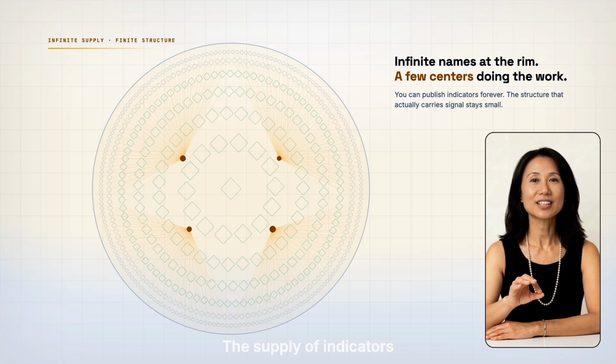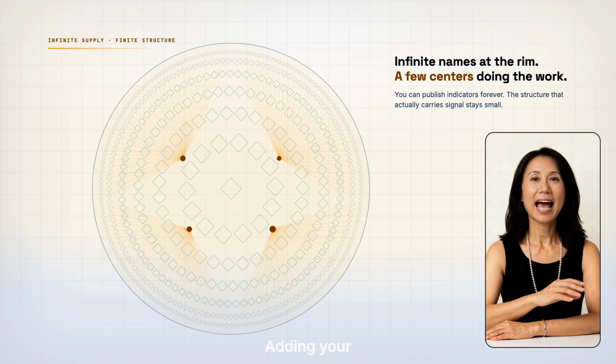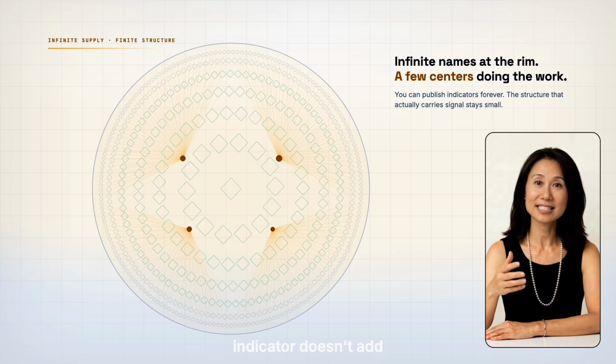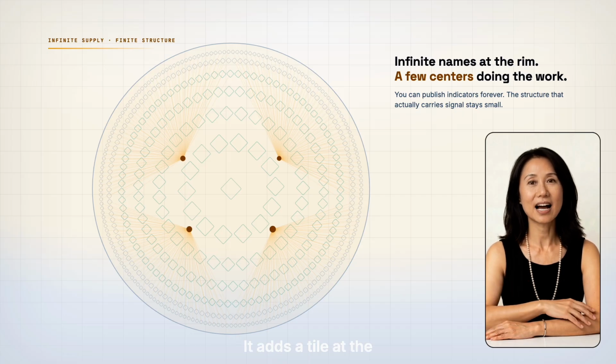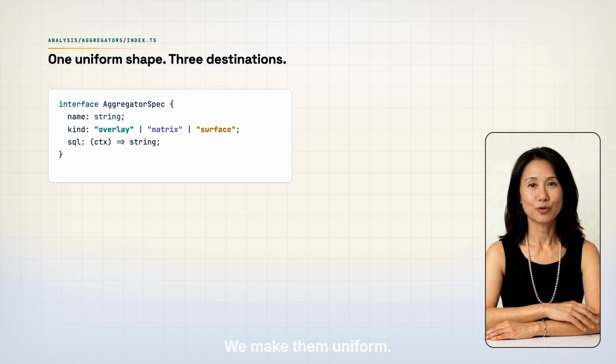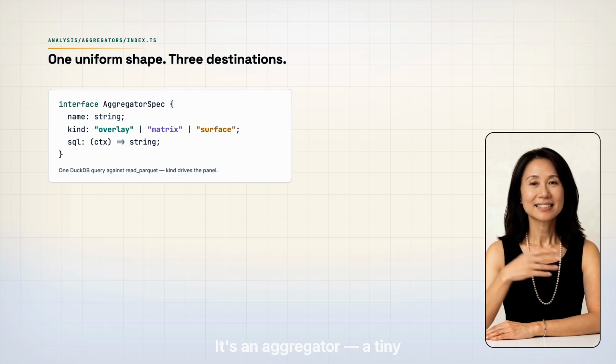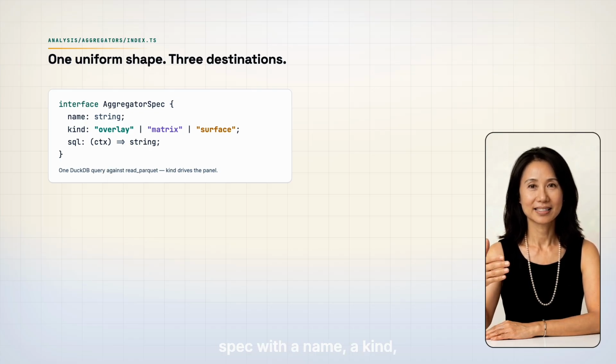The supply of indicators is unbounded. The supply of independent signals is small. Adding your 118th indicator doesn't add information. It adds a tile at the rim. So how do we treat indicators without drowning in them? We make them uniform. In the analyzing extension, an indicator isn't a special snowflake. It's an aggregator, a tiny spec with a name, a kind, and a function that emits SQL.